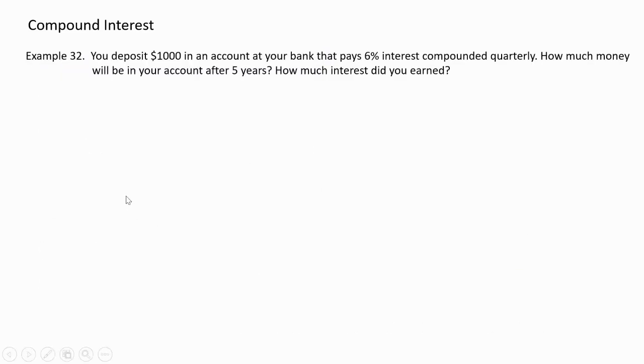Okay, now example 32. Say you deposit $1,000 in an account at your bank that pays 6% interest compounded quarterly. How much money will be in your account after 5 years? And how much interest did you earn? Okay, so let's do that one.